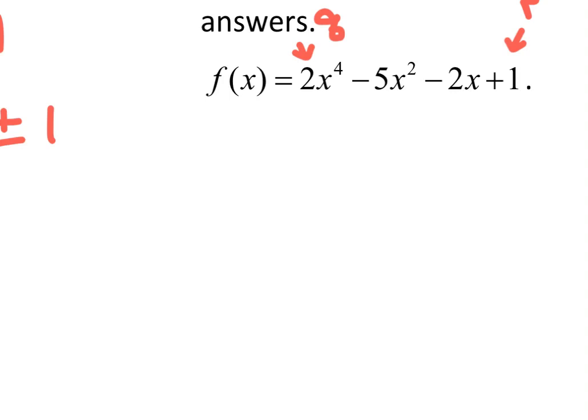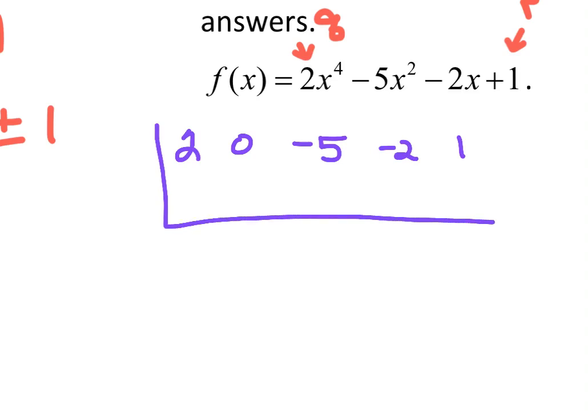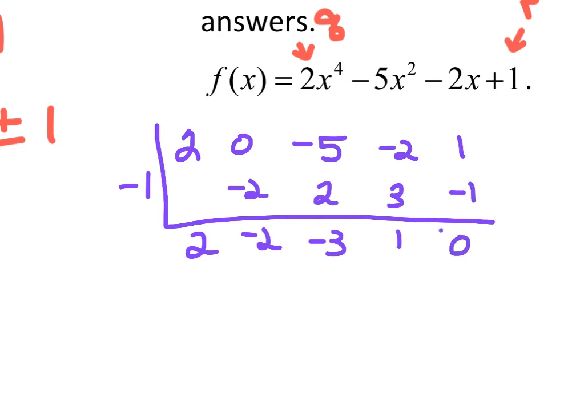So I'm going to do my synthetic division. There's no x cubed term, so I have to put a 0: 2, 0, -5, -2, 1. Dividing by -1, bring down the 2, 2 times -1 is -2, 0 plus -2 is -2, -2 times -1 is +2, -5 plus 2 is -3, -3 times -1 is +3, -2 plus 3 is +1, +1 times -1 is -1, and you knew that you would expect a 0 remainder because you know that -1 is a solution.